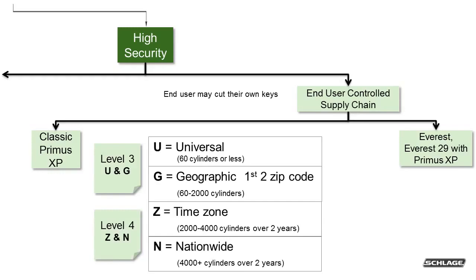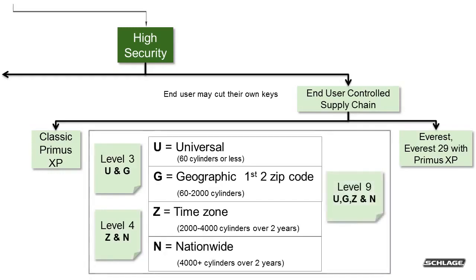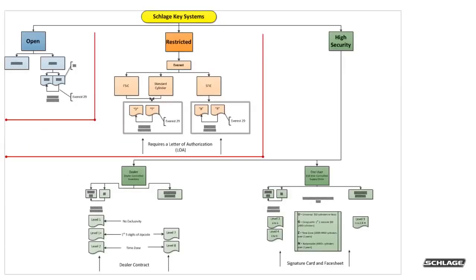On the Everest side, there is just one level, Level 9. Level 9 is available in the Everest and Everest 29 keyways with universal, geographic, time zone, and nationwide levels of exclusivity with the same purchase requirements. Now you've seen how the open, restricted, and high security families work together to provide the level of security you may need.